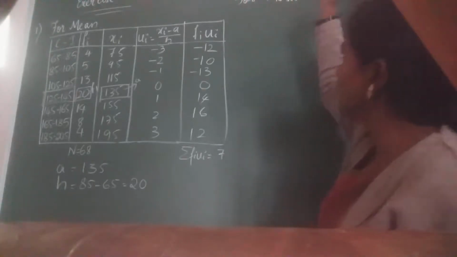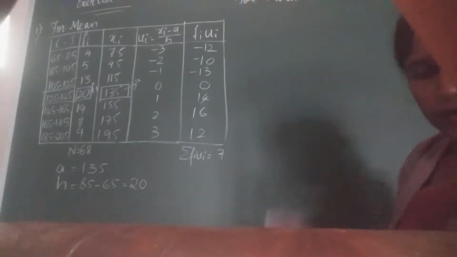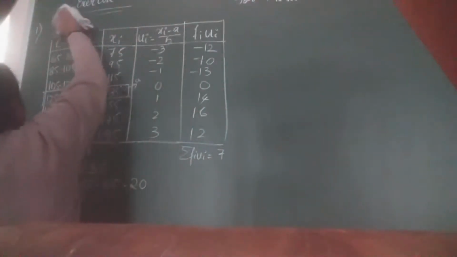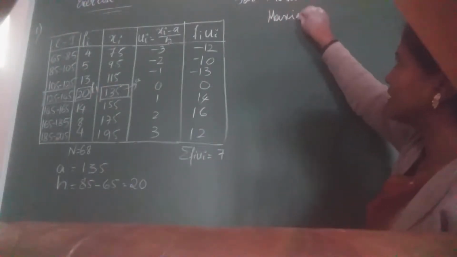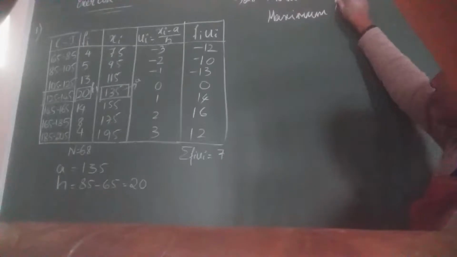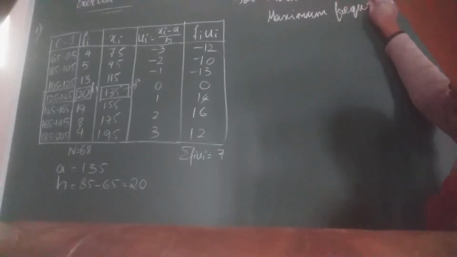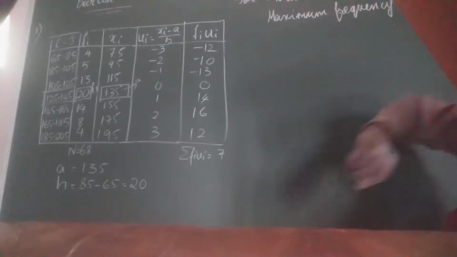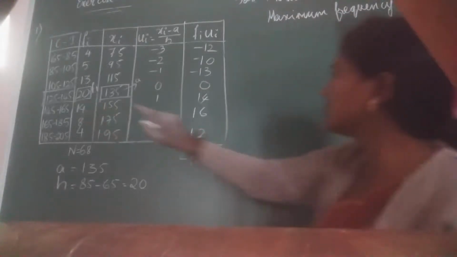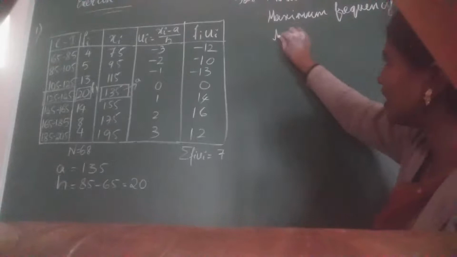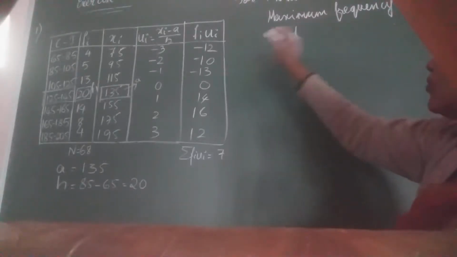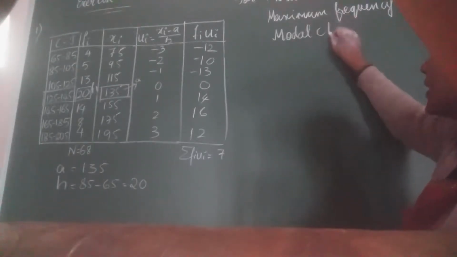It is for mode now. In this mode, the first thing you have to find out is the maximum frequency. Which is the maximum frequency in the given table? The maximum frequency is nothing but 20. So what is the class for that? Maximum frequency is 20, what is the class? That is 125 to 145. That is called the modal class.